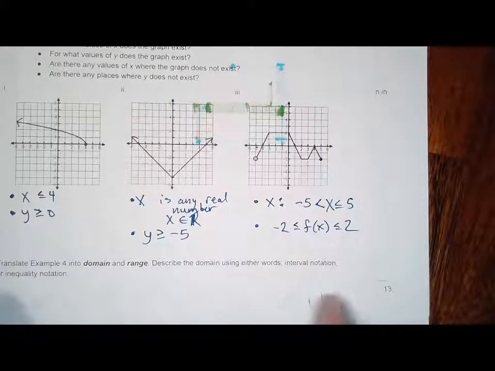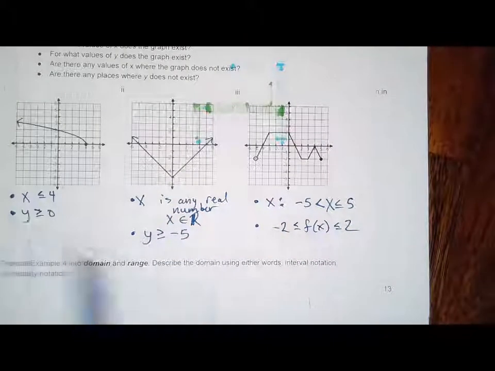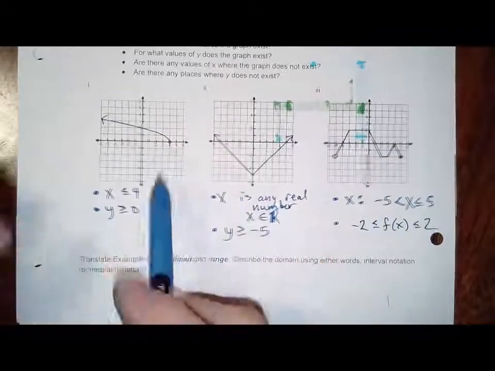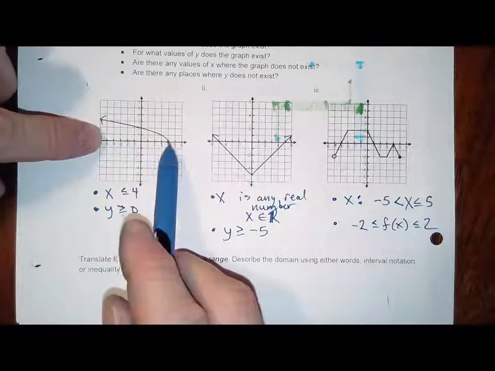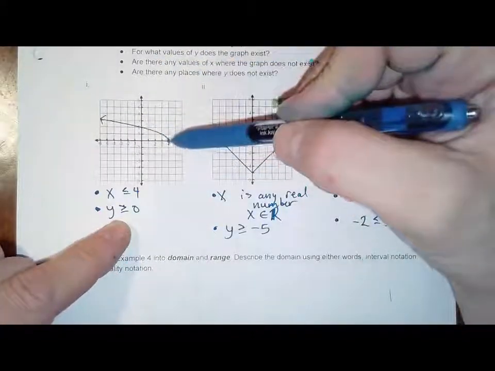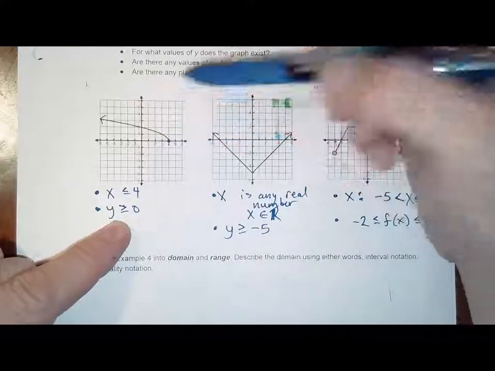Okay, so I'm going to leave the bottom comment alone, but I'm going to talk about this square root function right here. X exists provided that you are less than or equal to 4. And Y, the range, exists provided that you are greater than or equal to 0.